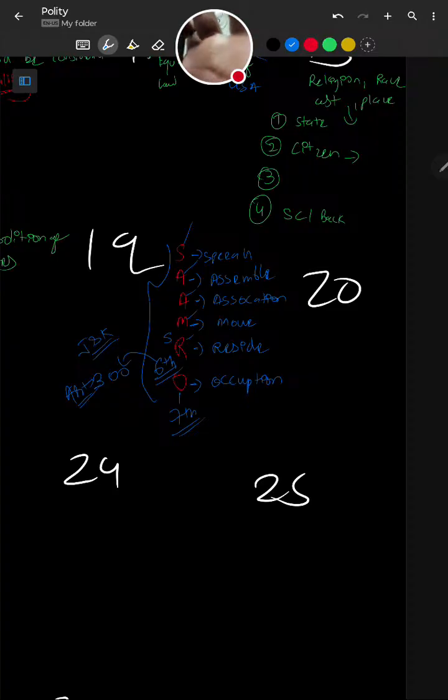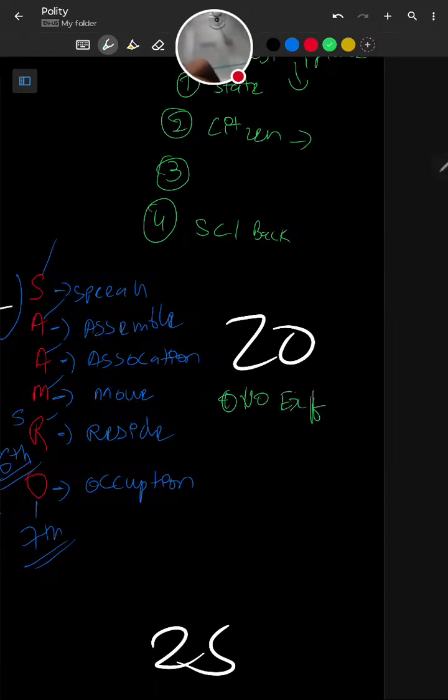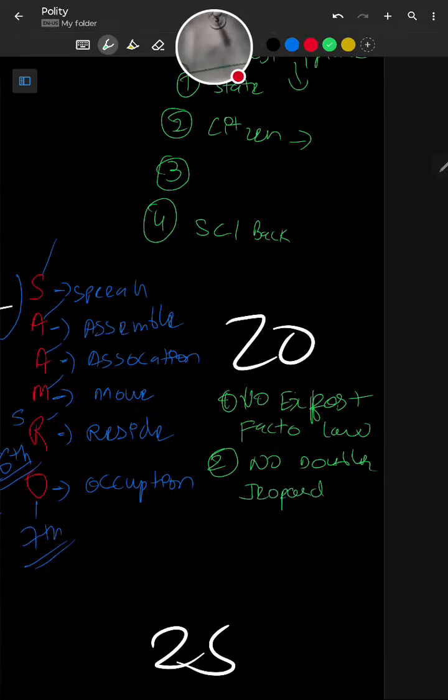Now going ahead, the 20th article says protection in respect of conviction of offense. If you are convicted of any offense, you have some protection. First is no ex post facto law. Second is no double jeopardy. Third is no self incrimination.